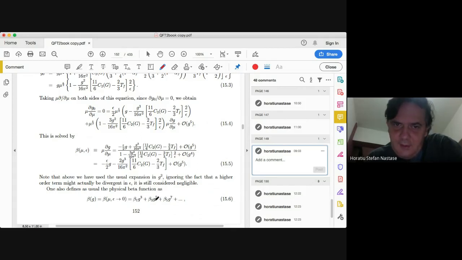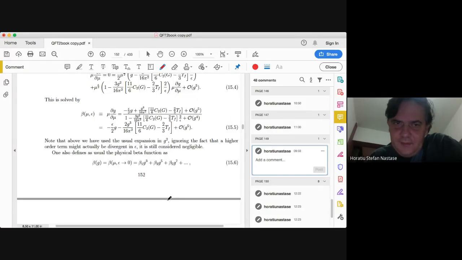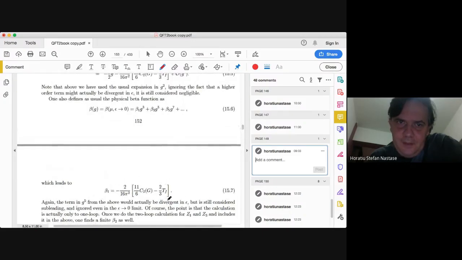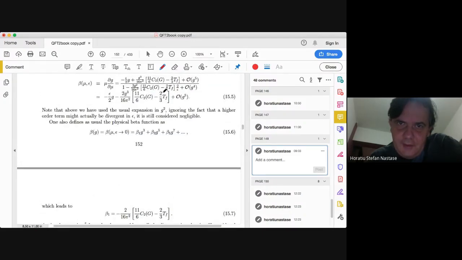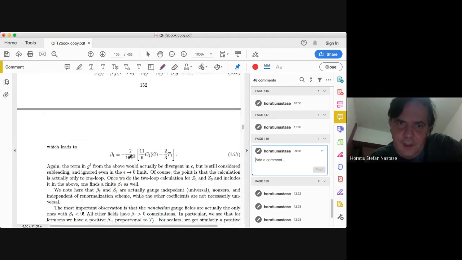So by definition, I define it like this. There's an overall g cubed, and then the first coefficient is called beta 1, the second beta 3, the third beta 5. All right, so this is 1 loop, 2 loop, 3 loop. But at 1 loop, we just get this. So it's minus 2 over 16 pi squared times this contribution, 11 over 6 C2 of G minus 2 over 3 TF.